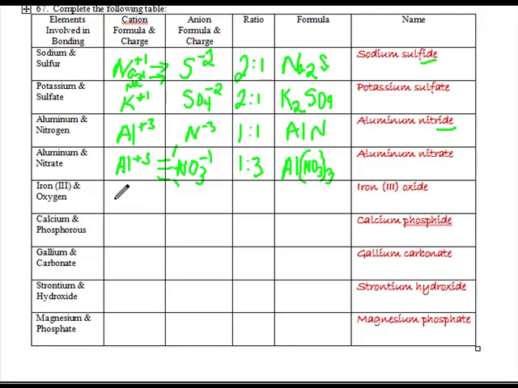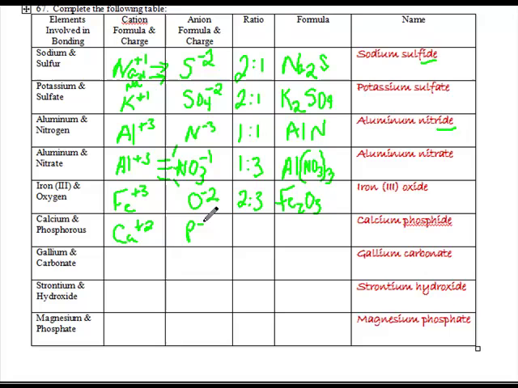Now the next one, iron 3. This is great because it makes your life easy. You don't have to think about what iron's charge is. It's given to you right here. So this is a +3, and oxygen is right off the periodic table in group 6, so it needs 2 more electrons. Crisscross your charges. You're going to end up bonding on a 2-to-3 ratio, and it's going to be Fe2O3.